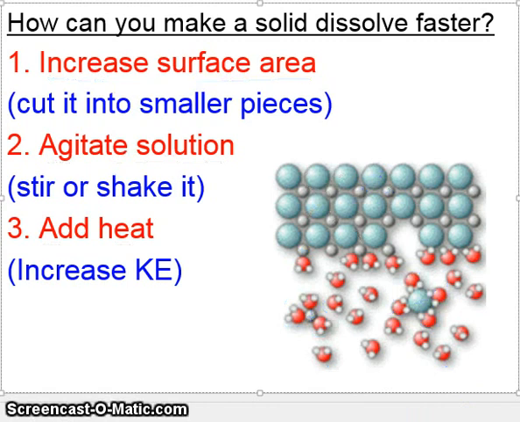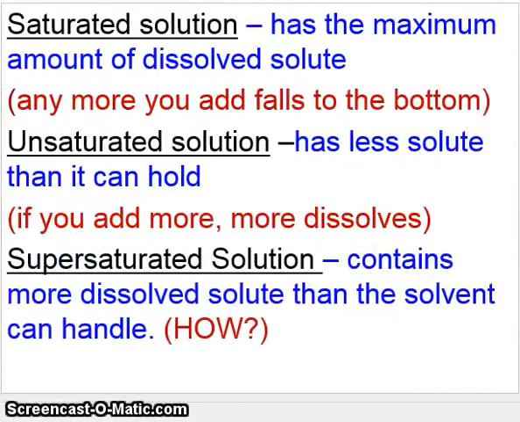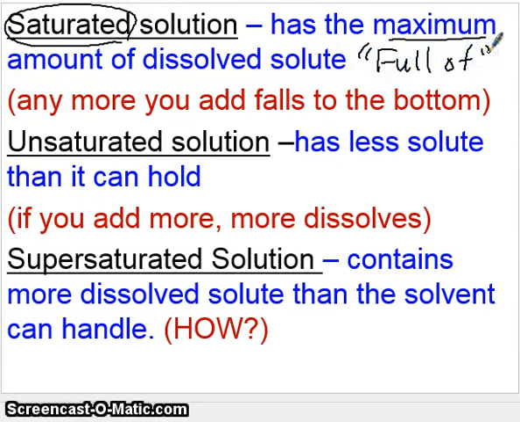Let's give some more definitions between a saturated and an unsaturated solution. A saturated solution is a solution that has the maximum amount of dissolved solute. The word saturated means full of something. So if you have a saturated sponge, it's full of water. A saturated solution is full of salt. So any more salt you add will fall to the bottom because it's full.